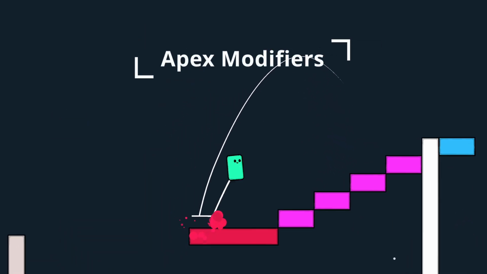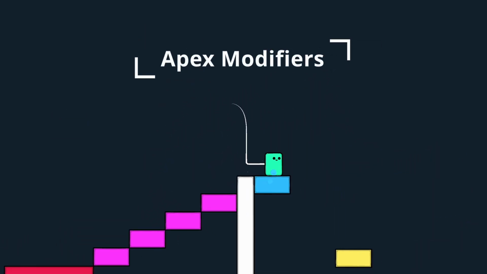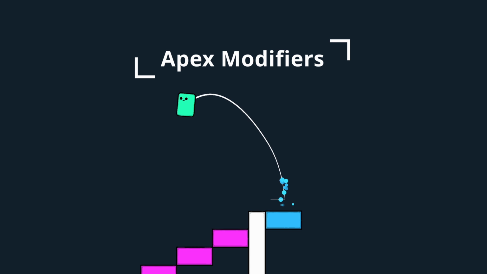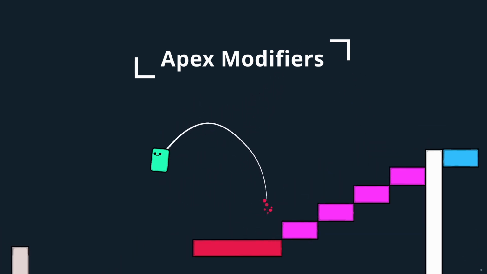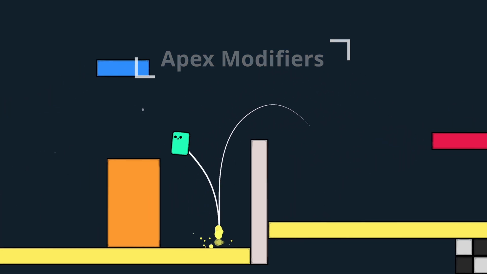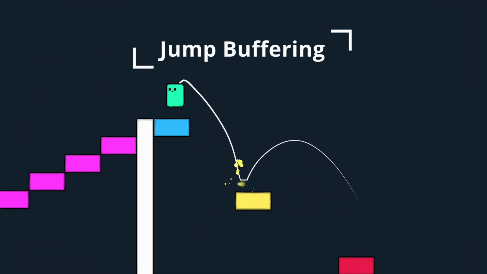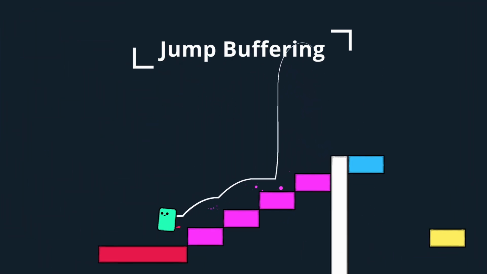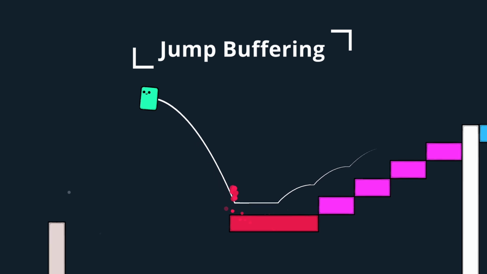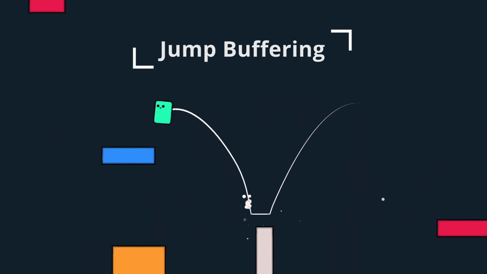Apex modifier. When the character reaches the apex of the jump, it is given anti-gravity and a negative speed boost, which improves the control and landing capabilities of the character. Jump buffering. It gives you the ability to queue up the next jump even before landing. This feature is useful when the player has to perform multiple jumps in succession in order to perform a game action.